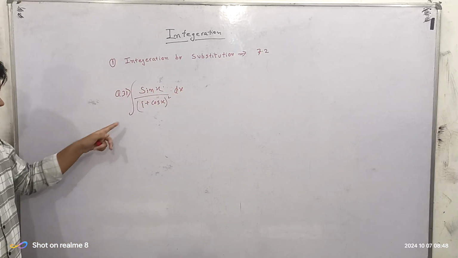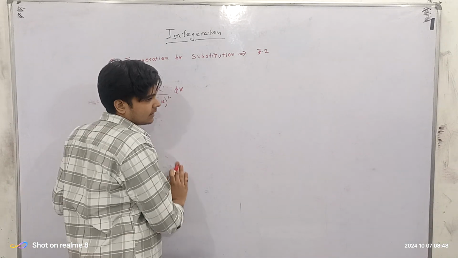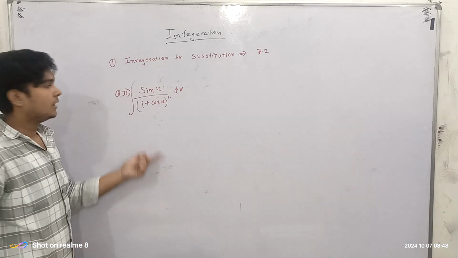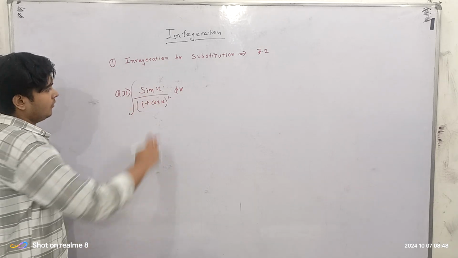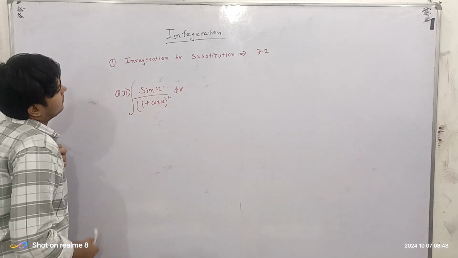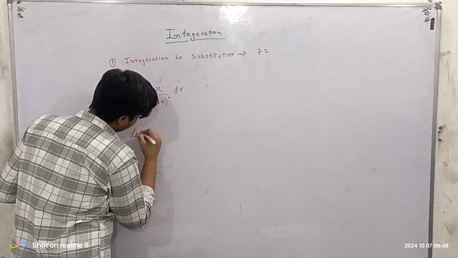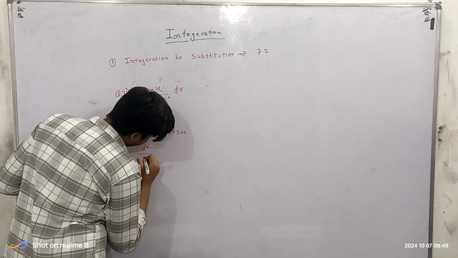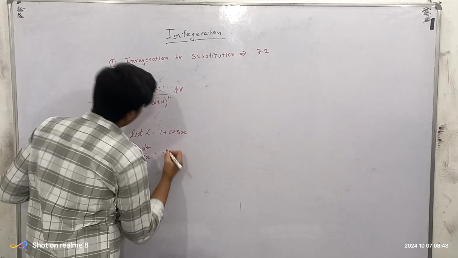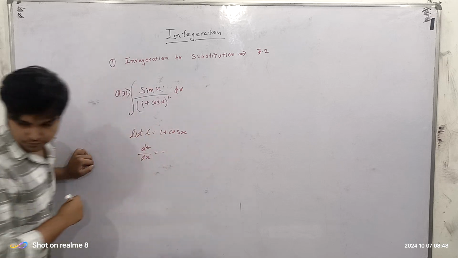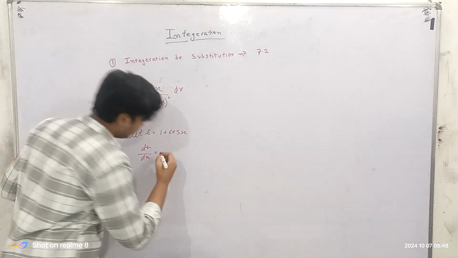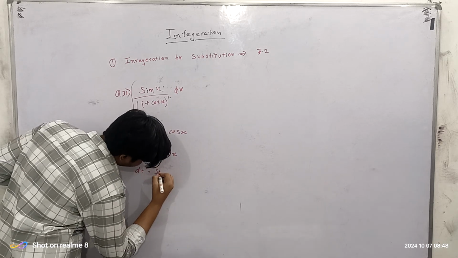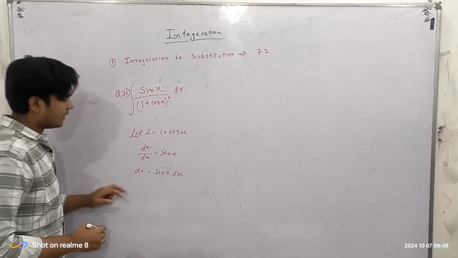Now we can see here, cos x integrates to sin x. If we have remembered the formula, we can easily see this. If we differentiate this function, this will come. If we differentiate the other function, this will not come. So we will differentiate this function. Let t equal 1 plus cos x. dt by dx equals derivative of cos x, which will be minus sin x. dt will be equal to minus sin x into dx. This value comes.